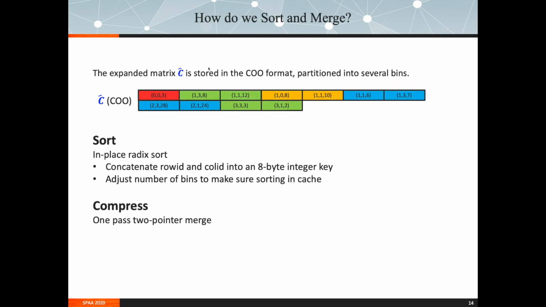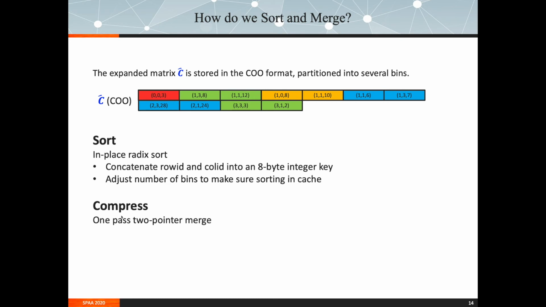After the expand phase, the expanded matrix C hat is stored in the COO format, partitioned into several bins just like this, and then we sort using the in-place radix sort. Specifically, we apply 2 optimization strategies. The first one, we concatenate the row ID and column ID to fit in an 8-byte integer key, which will enable us to use fewer passes to get the array sorted. And we also adjusted the number of bins to make sure each bin is sorted in the cache, and we can enjoy the cache speed.